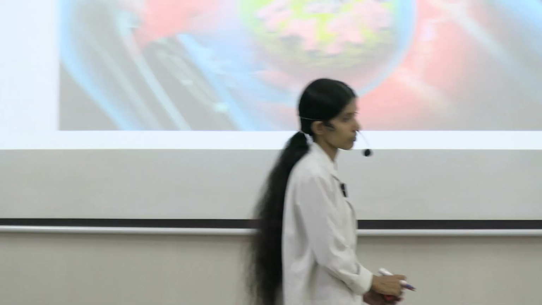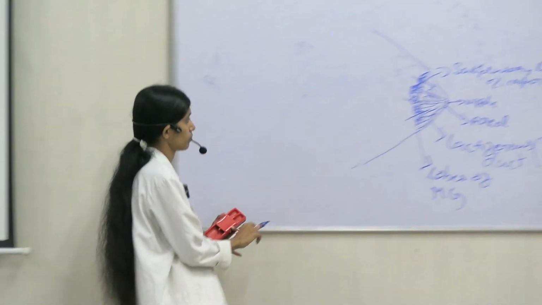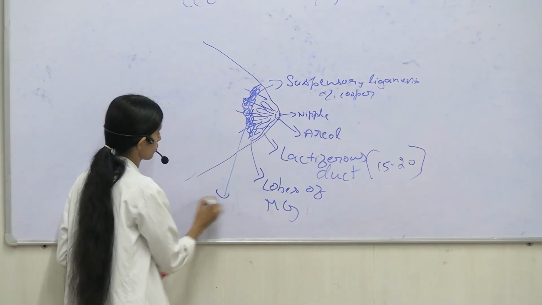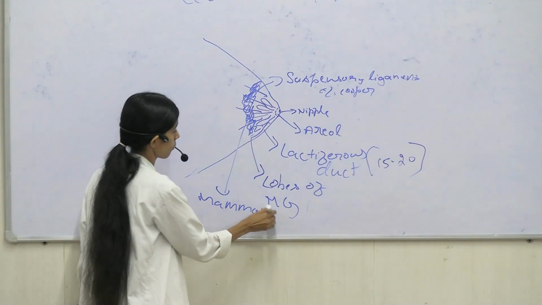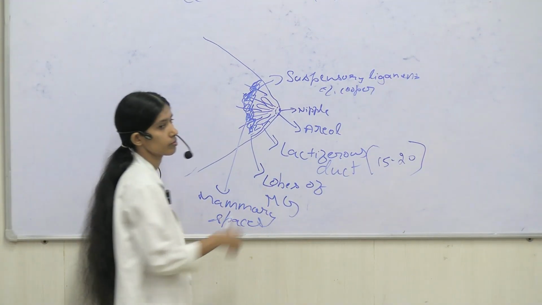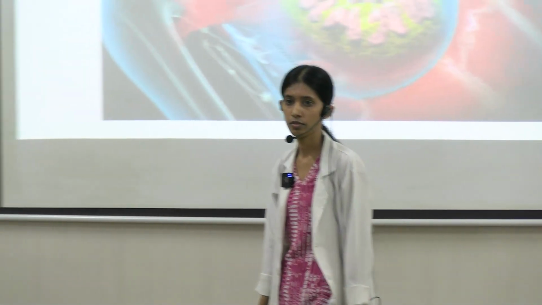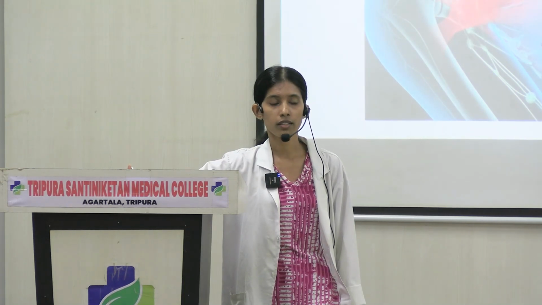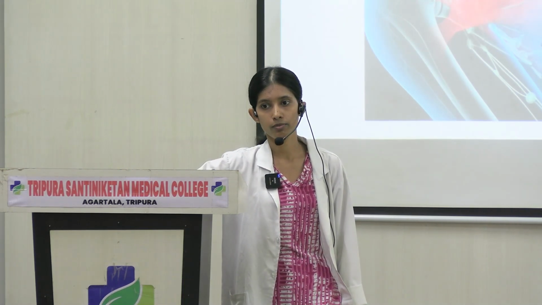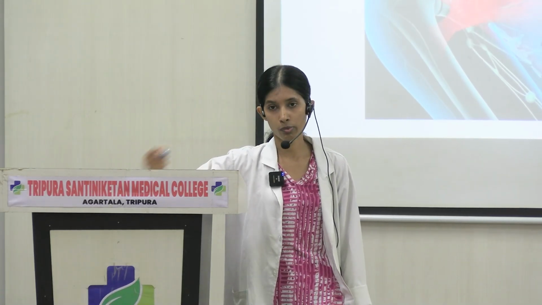Mammary space. Fine. What do you mean by mammary space? What is the significance of mammary spaces? It is the gap between the pectoralis major muscle and the lobes of the mammary gland. Why is that gap important? Is there any significance? Can you please use the mic?